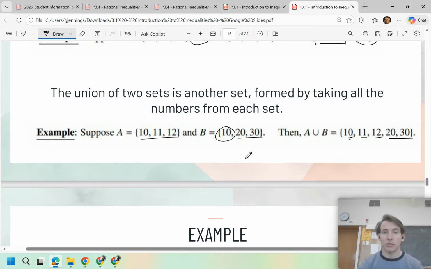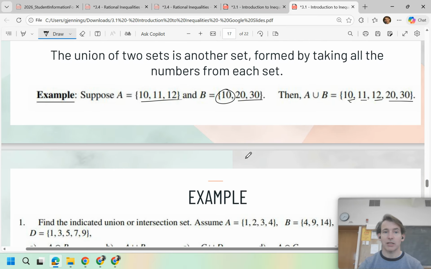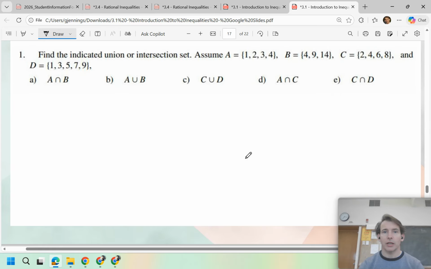And A union B is those. So that means x is either in A or in B. Okay, so here, if A is 1, 2, 3, 4, B is that, and C is that, let's take a look. A intersection B is what's in that and in that. Well, that would be only 4. It's the only number that appears in both. A union B is 1, 2, 3, 4, 9, 14. So the union is very different than the intersection.